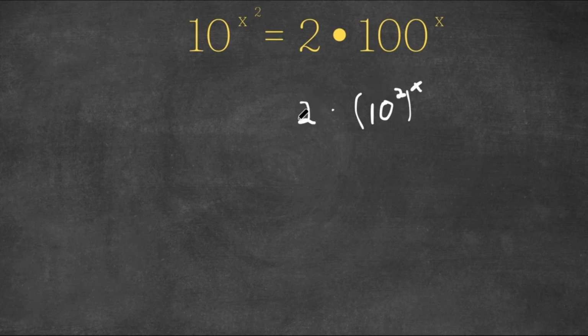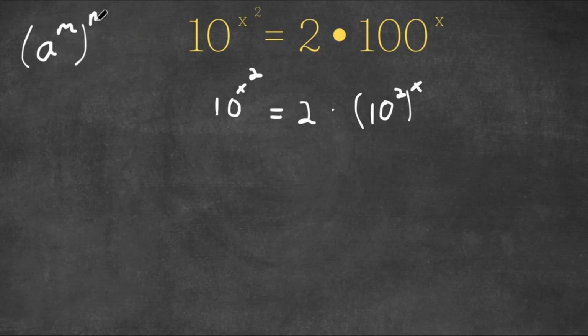So now we have 2 times 10 squared to the power of x is equal to 10 to the power of x squared. Now, if we have something in the form a to the power of m to the power of n, this can also be written as a to the power of m times n. So 10 to the power of 2 to the power of x, this can also be written as 10 to the power of 2x, or 2 times x.